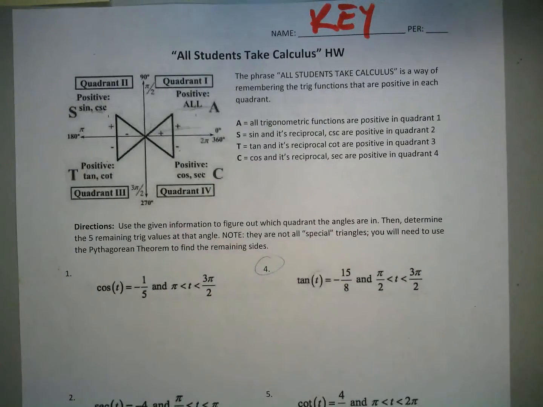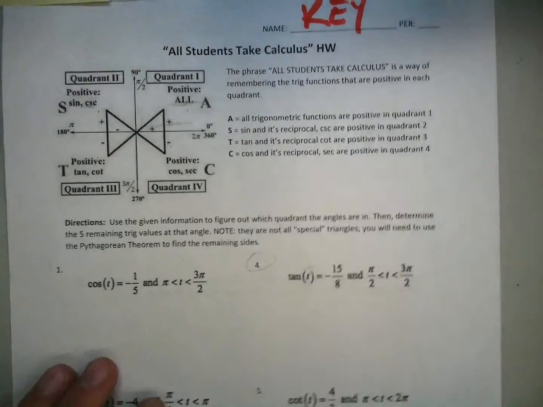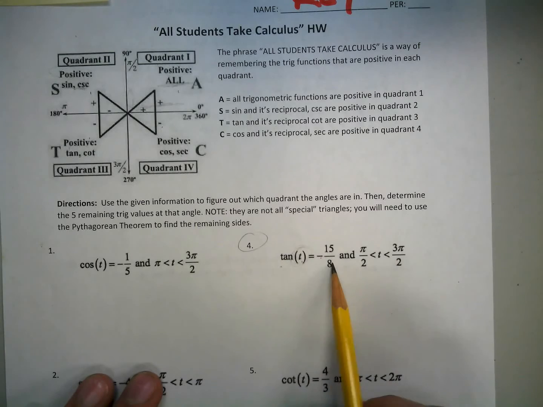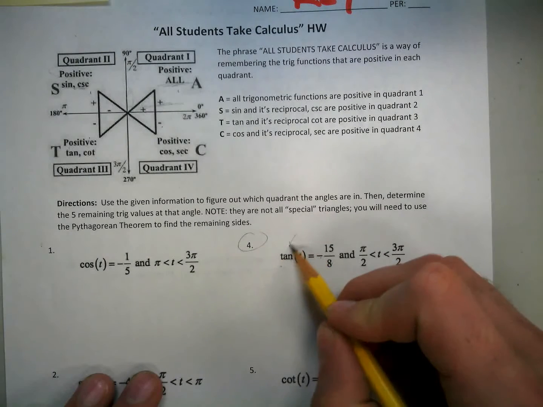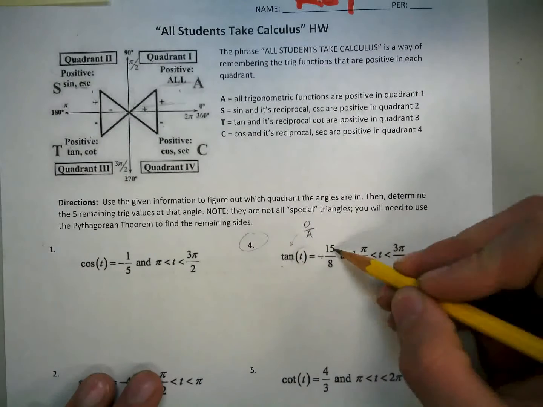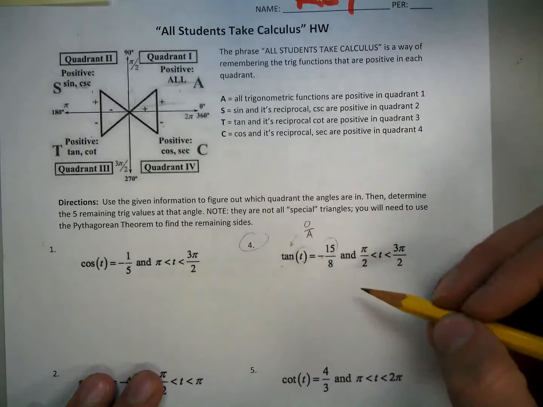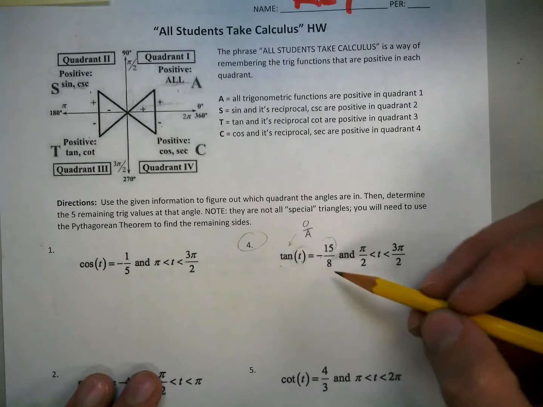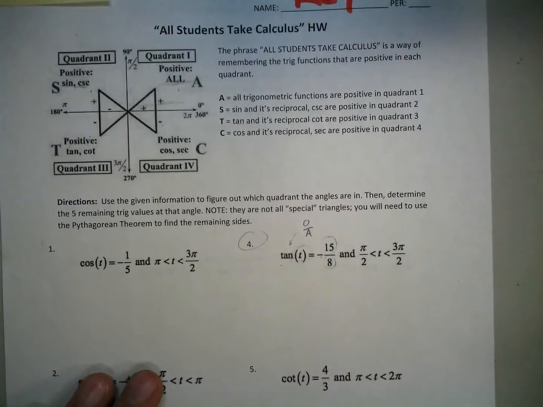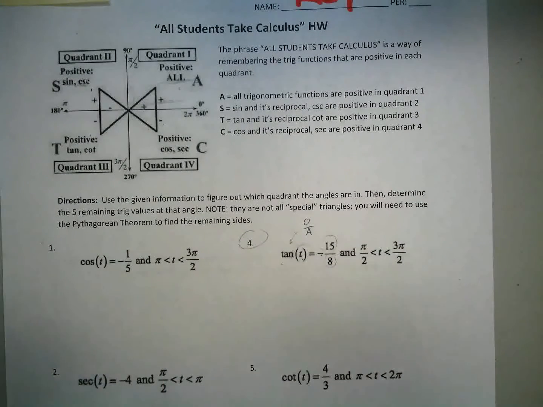So number 4. We're given some information. First, we're given that tangent of some angle is negative 15 over 8. Remember, tangent is opposite over adjacent. So one of these, the 15, is going to be opposite of the angle t, and 8 is going to be adjacent to angle t. The negative sign is going to come into play here in a bit too.